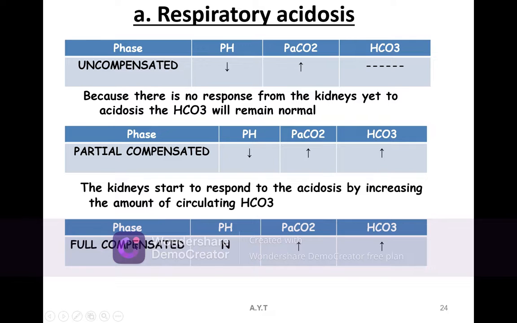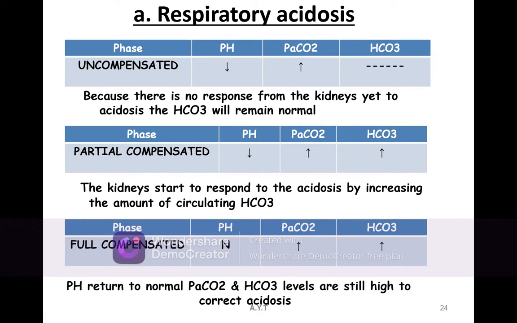After some time, it is fully compensated. Now the pH is normal, and the partial pressure of carbon dioxide is still higher, although it will take time to become normal, and this is the target actually. Bicarbonates are increased in this case, and this is fully compensated. Now the patient is out of danger. The pH returned to normal, while the PaCO2 levels are still high to correct the acidosis.